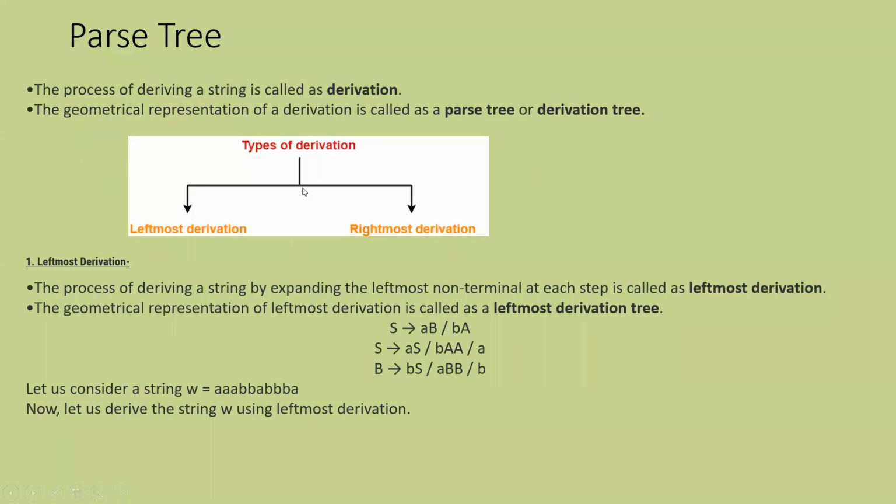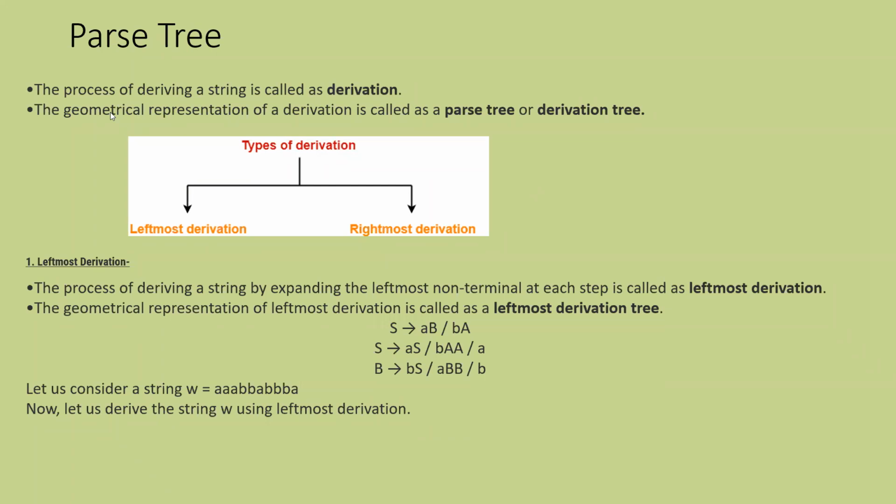In today's lecture, we will be discussing the parse tree. So basically, the parse tree plays a very important role in checking the ambiguity of the grammar. If you want to check whether the context-free grammar which you have designed is ambiguous or not, that can be identified well with the help of a parse tree.